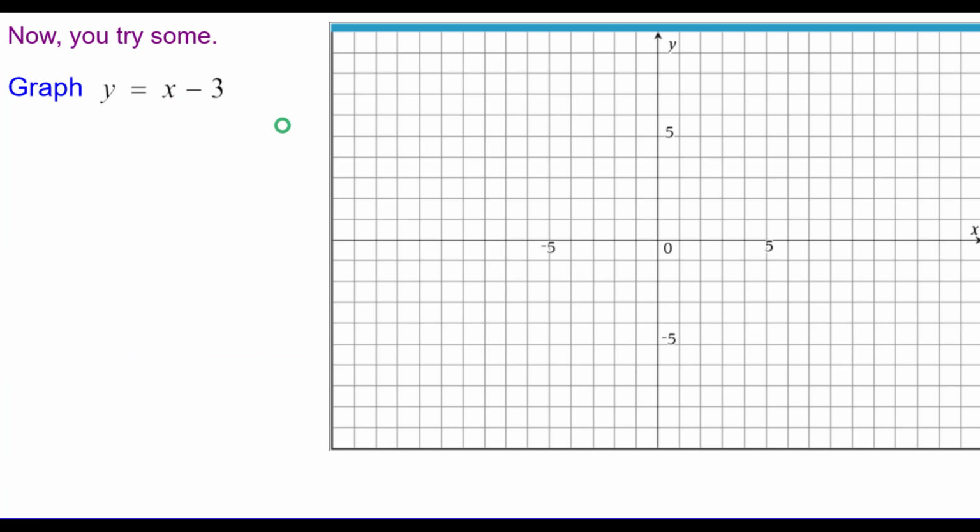Now you try some. Graph y equals x minus 3. Press pause and resume when you're finished.